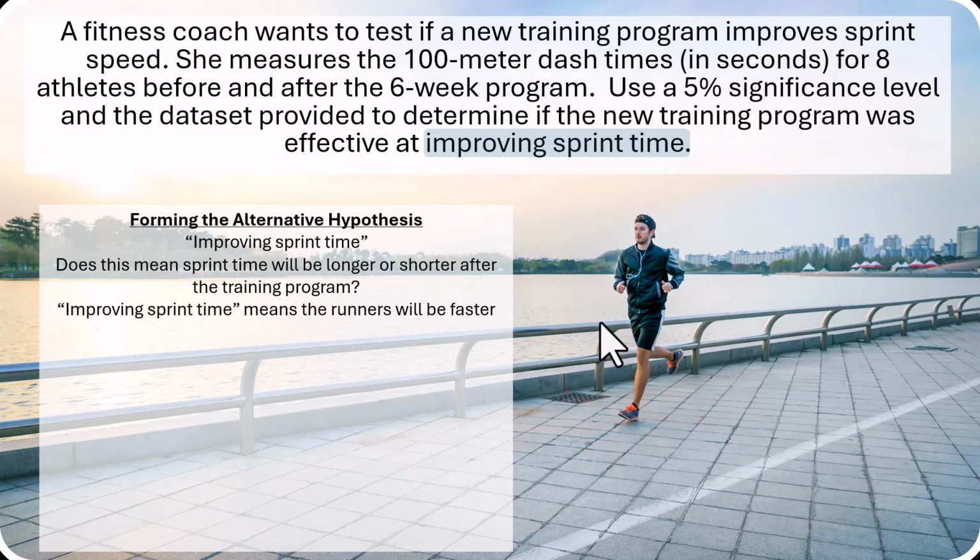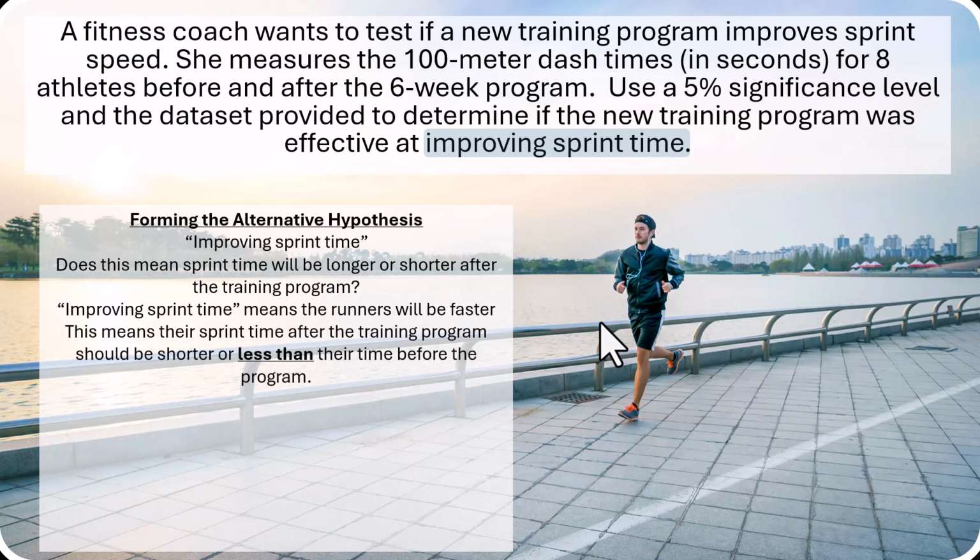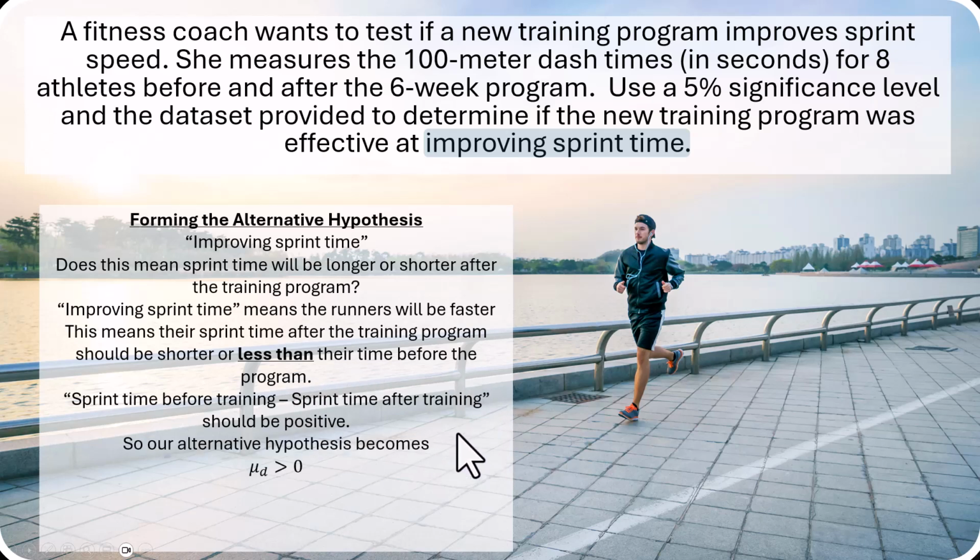Well, ideally, if you're running a race, right, you want to be faster, meaning that you actually want to run the same distance in less time. So the time should decrease. So another way to say that is that the sprint time before training minus the sprint time after training should be positive. In other words, it should have taken me longer before I did the training than it did after I did the training. That's the goal. So our alternative hypothesis is mu sub d is greater than 0.